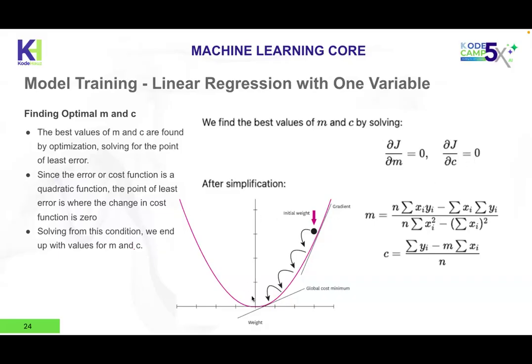So this curve applies to both the M and the C. So you can actually see that even though it's written weight here, this same curve applies to the del J del M, right? As you're adjusting M, it gets to a point where the cost function, which is on the y-axis, becomes the minimum. And at that minimum point, the rate of change of that cost function with respect to the M parameter is zero. Same thing with C. So this curve applies to both.